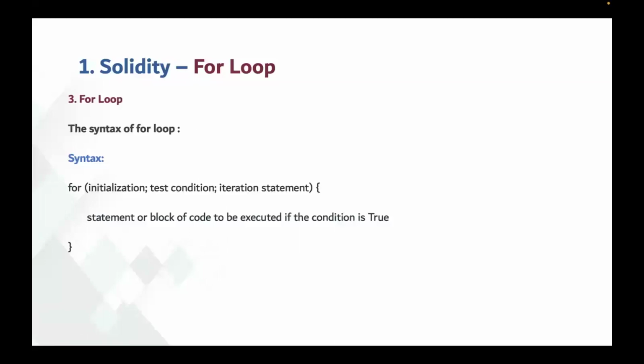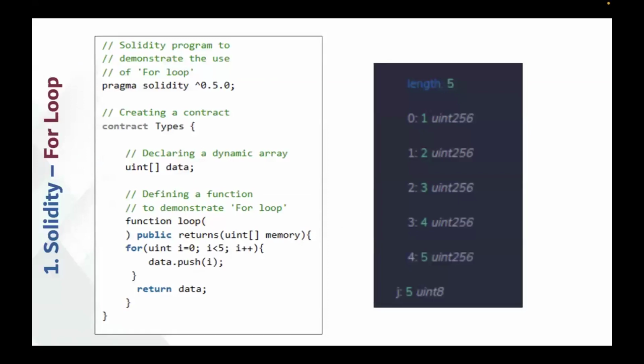Here's an example that demonstrates the usage of the for loop. In this example, we have the same contract, but the difference is in the function. In this function, we use a for loop. The for loop initializes the variable i to 0, checks if i is less than 5, and increments i by 1 in each iteration. The loop also appends the value of i to the data array, and then returns the result, which is the dynamic array data. As you can see here, this is the output.